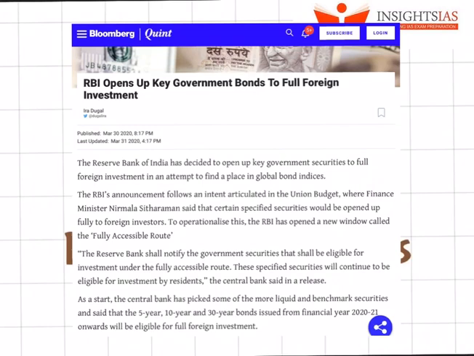So our focus today shall be on, firstly, what are government securities and why are they so popular? Second, what are the selected government securities in which the non-residents are allowed to invest under the fully accessible route? And thirdly, how does this move help the government securities find a perfect place in the global bond indices?